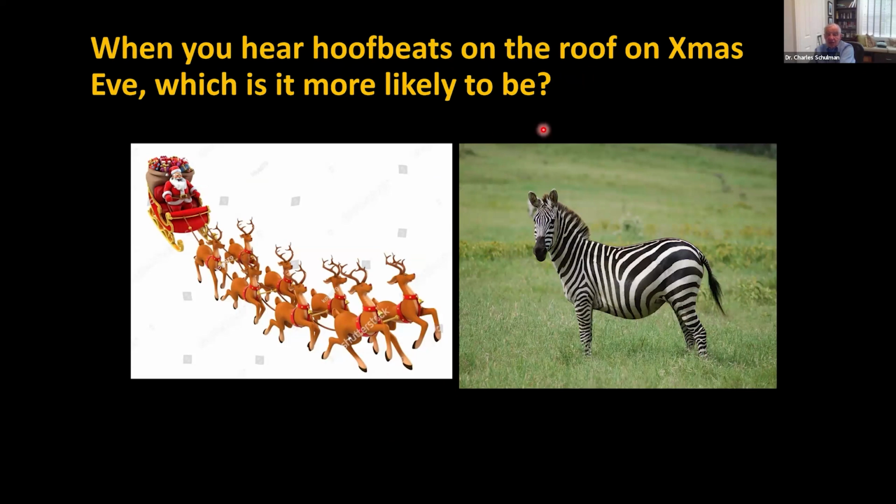Okay, now we have a problem here. When you hear hoofbeats on the roof on Christmas Eve, which is it more likely to be? Santa Claus's reindeer or a zebra? I'll let you answer that question for yourself. Although I have to tell you that I can't ask this question in South Africa because there are so many zebras. But there are so few zebras around here that we use the term zebra to refer to a rare condition.